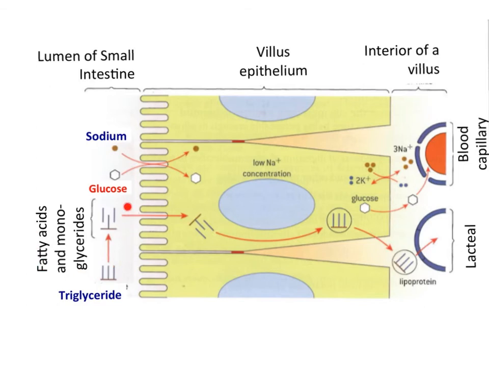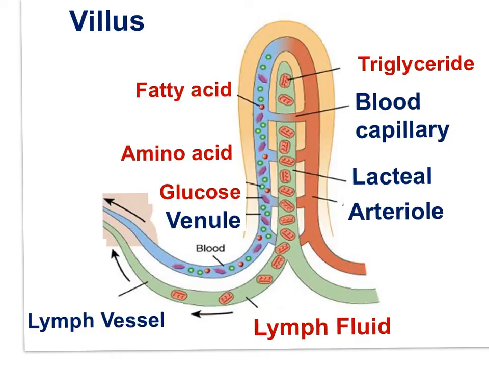Fatty acids and monoglycerides passively move out of the lumen of the digestive tract and into the epithelial cell, but triglycerides are reassembled in the epithelial cell, then moved into the lacteal of the lymph system. Fatty acids and glycerol, after leaving the digestive tract, are reassembled into triglycerides in the lymph vessel, which runs through the center of the villus. This lymph vessel is also known as the lacteal. Fluids in the lymph are moved to the circulatory system.